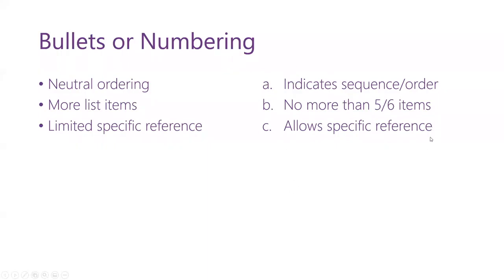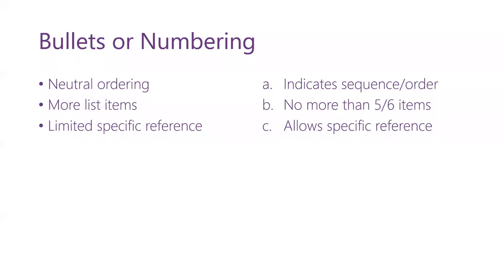Instead, if I have numbers 1, 2, 3, 4, 5, 6, 7, 8, 9, 10, and I say look at point number 8, then you are able to look at it more easily. If I have A, B, C, D, E, and I say look at point E, you are able to look at it more specifically. So it allows more specific reference. I have mentioned this before. If you are using Roman numerals, use no more than 5 or 6 items, and generally use numbering where there is some sort of sequence or order implied.